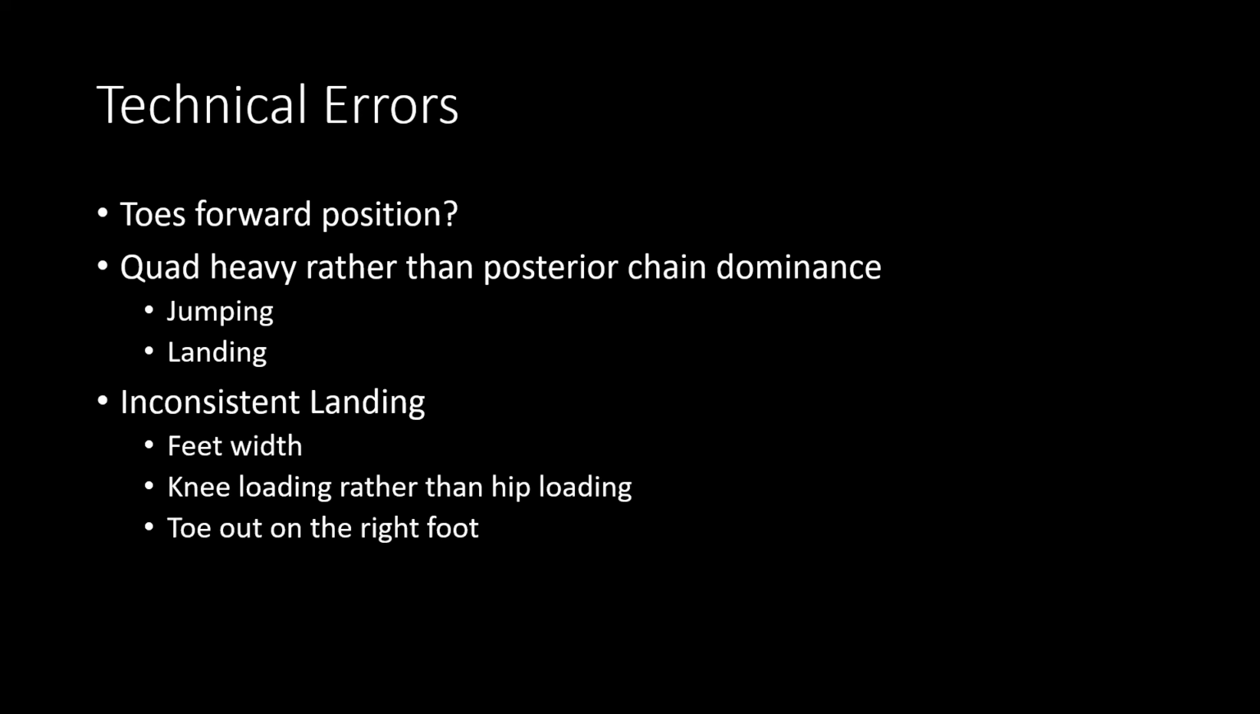There's also inconsistent landing. So foot width and foot position anterior to posterior was different from jump to jump. So this could be inconsistencies in how I'm producing force, how I'm landing, could be from my toe out position. But this is something to watch. Are the athletes' landings repeatable? Can they repeat that universal athletic position? And can they repeat it correctly?